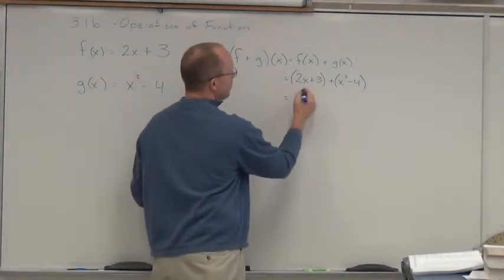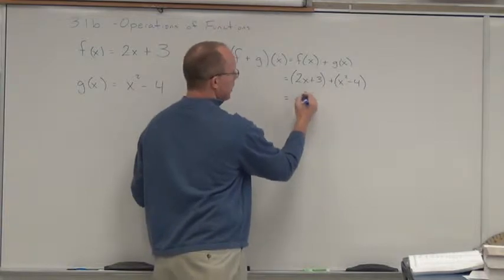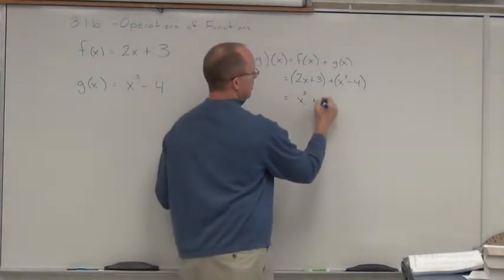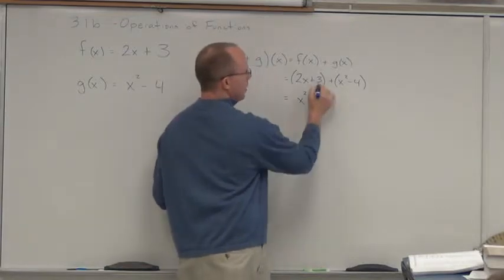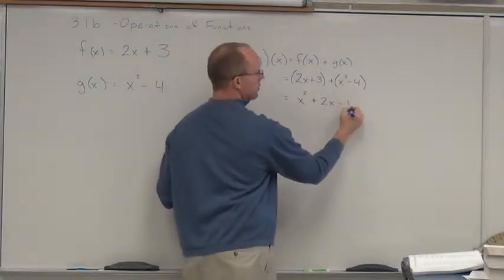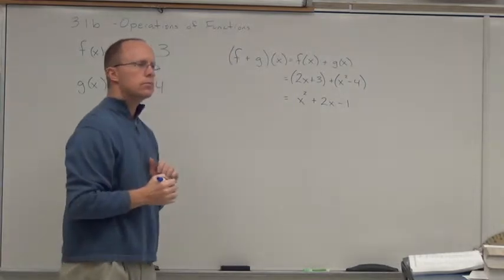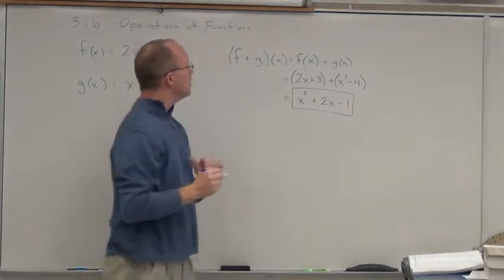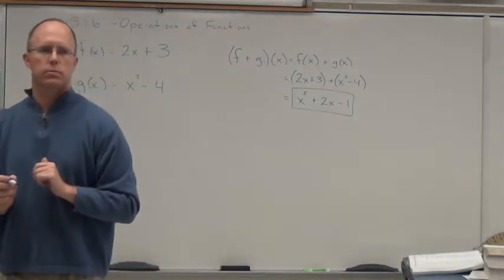Which means that we'll start out with an x squared as our answer, because that's our biggest exponent, plus 2x, and then we can combine our constants. So then that becomes our answer to f plus g of x.